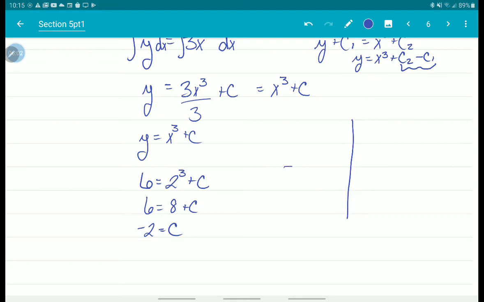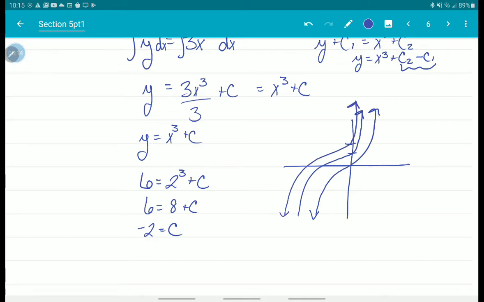So thinking about all those transformations we did, we had that parent function that went through the origin. We had one that was shifted up 1 unit, one that was shifted up 2 units. And then we have this one now that's shifted down 2 units. Still going to have the same shape. It's just a different point. It's crossing that y-axis at a different point.